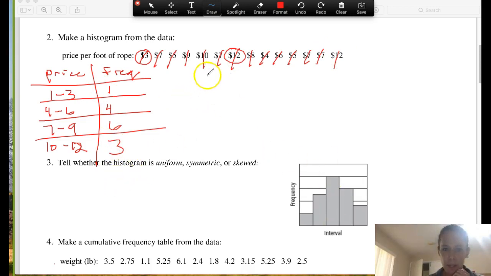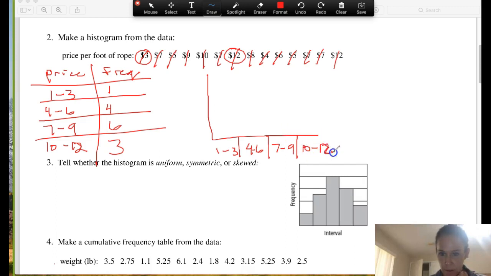So I'm going to set up my histogram like this over here. And I want to keep my bars even, so my intervals are even groupings. So I'm going to go 1 to 3 here, and then 4 to 6. That's not 46, it's 4 to 6. Then 7 to 9, and then 10 to 12.